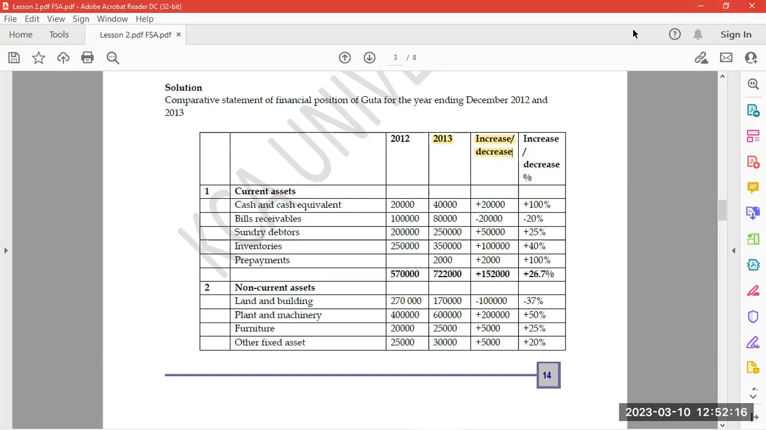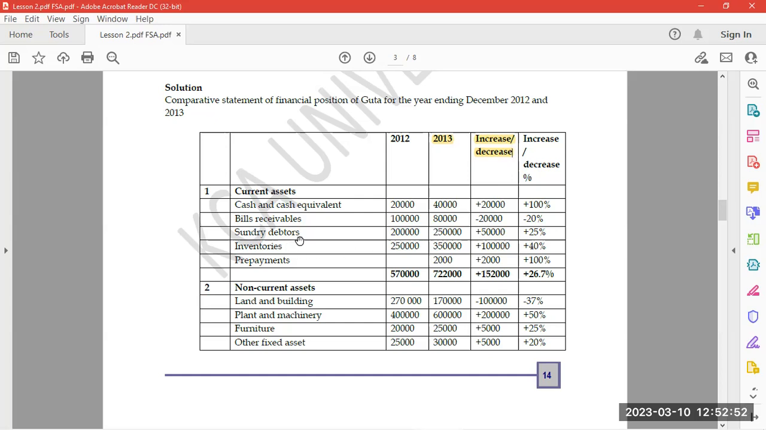Then we have bills receivable. We are going to take the current year's figure minus the previous year's figure. After getting the difference, you are going to know whether it is an increase or decrease. So for cash and cash equivalent, if you take 40,000 minus 20,000, it is 20,000. If you come to bills receivable, you take 80,000 minus 100,000, that is going to be a negative figure of 20,000, and here it is.